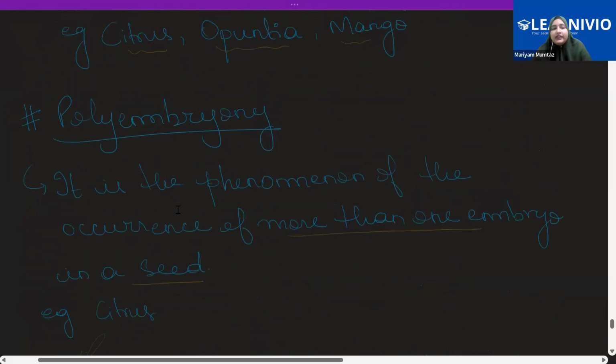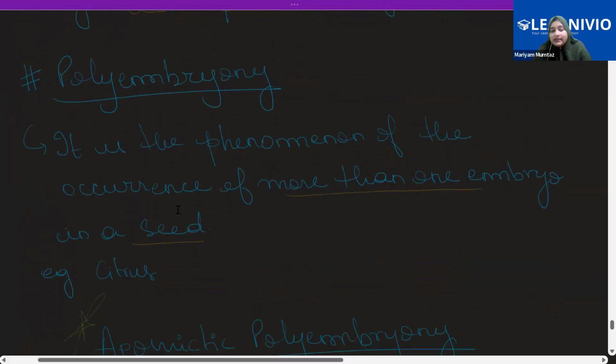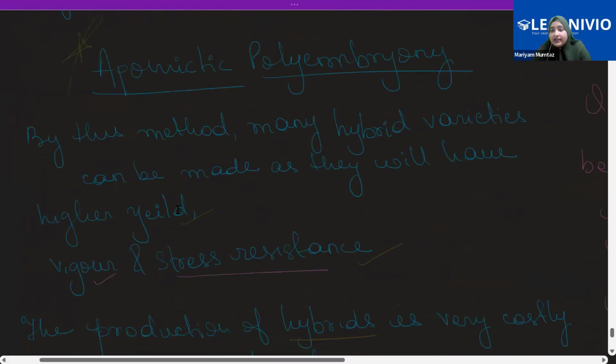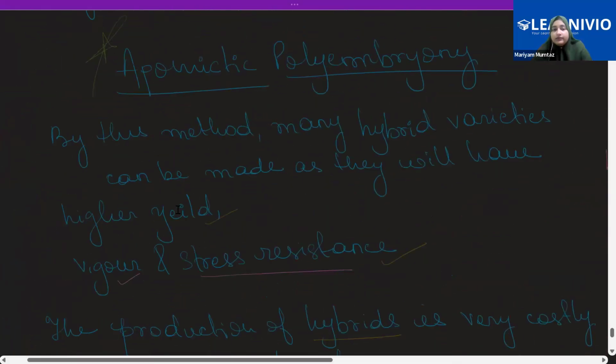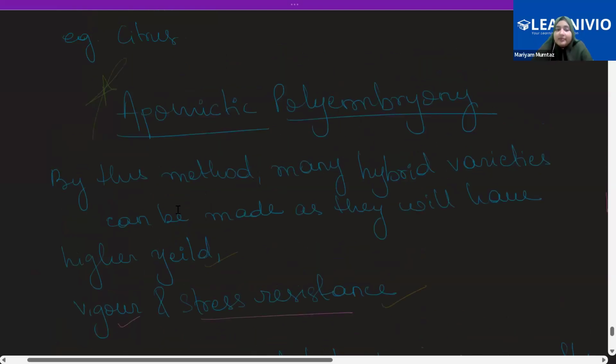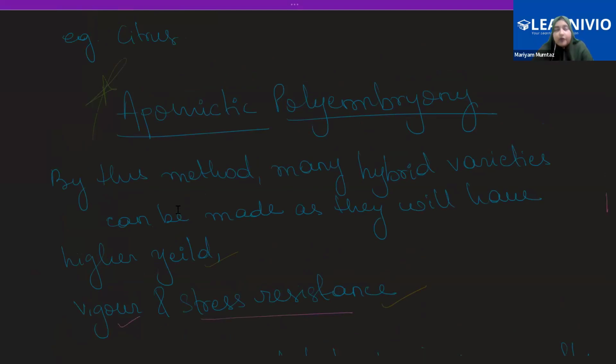Lastly, we have polyembryony, which is the occurrence of more than one embryo in a seed. This is found in citrus. And then there's this phenomenon of apomictic polyembryony, wherein many hybrid varieties are made by inducing formation of seed without fertilization, and then those seeds having multiple embryos in them.